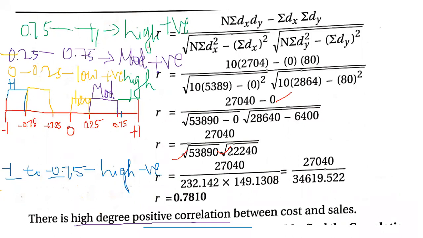What is moderate degree? It is in the center. So -0.75 to -0.25. Okay, suppose this answer, if you had got it as -0.7810, then it would have come somewhere here. Then your answer would become high degree negative correlation between cost and sales. That is the only difference you have. Negative correlation, positive correlation. But where you have to take the high value, where it is moderate, where it is the low value, you should be able to analyze it. Okay. So from -0.75 to -0.25 is moderate degree negative correlation.